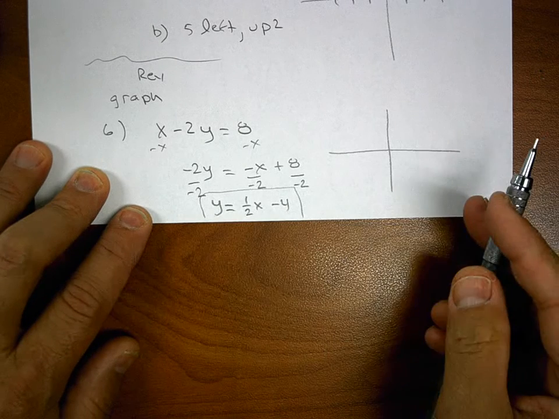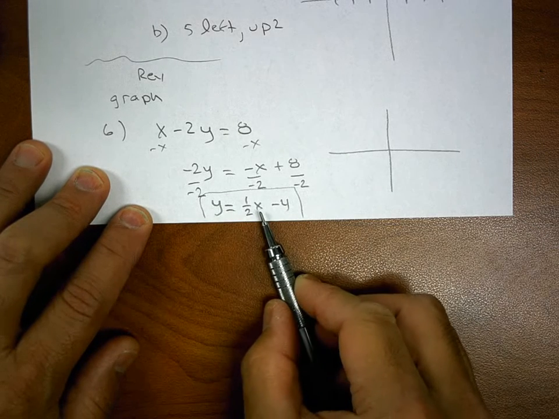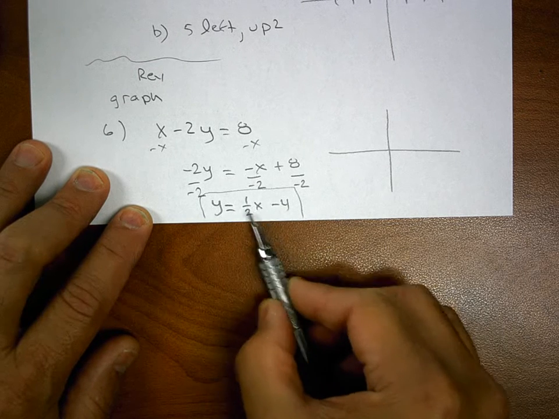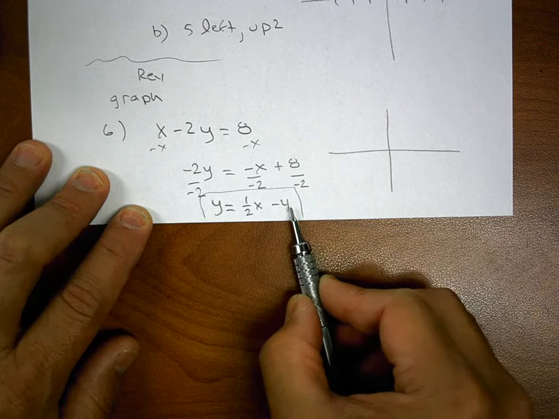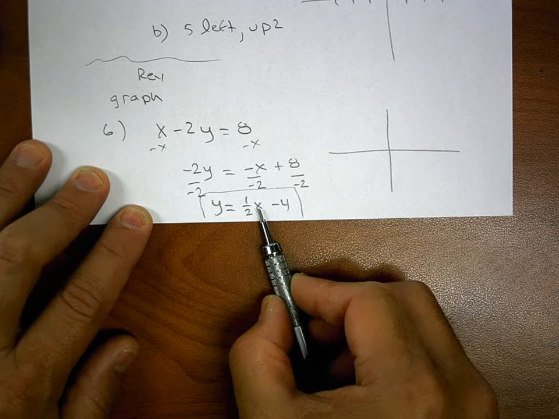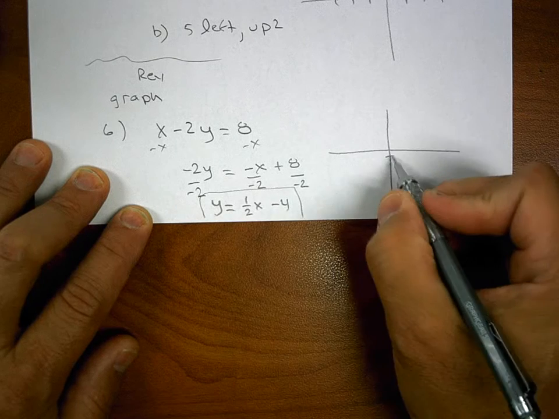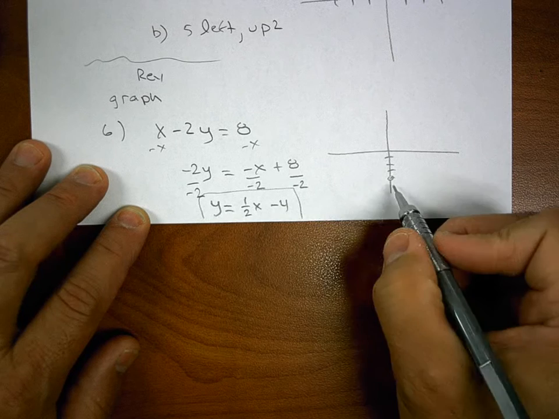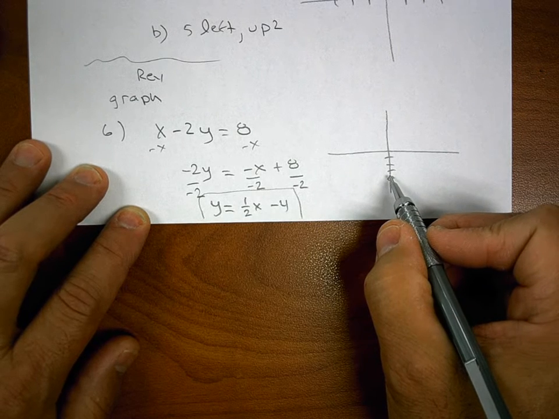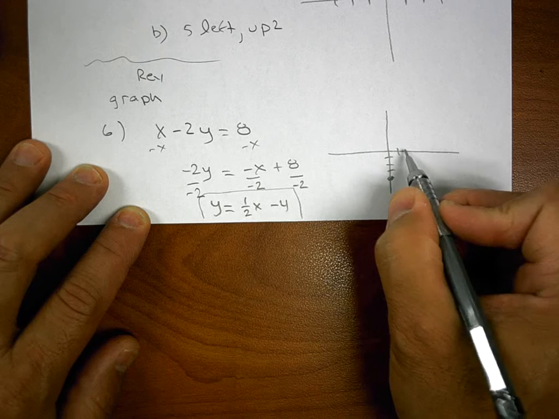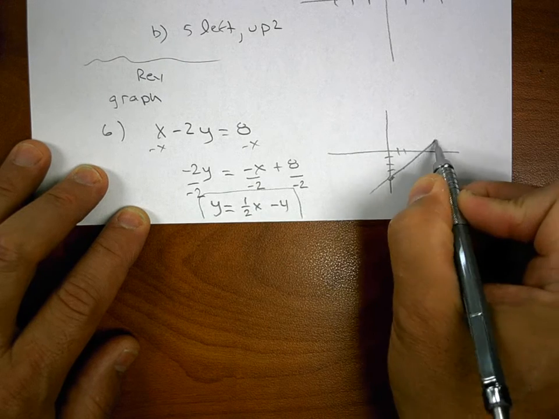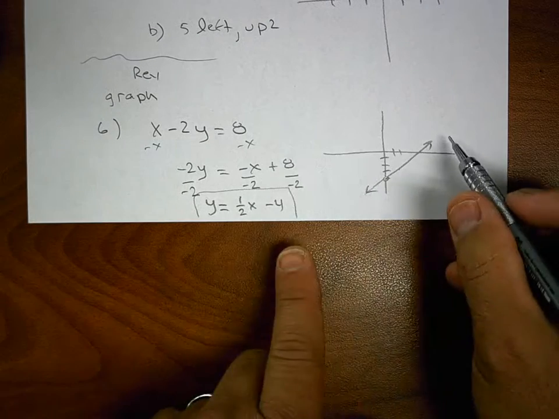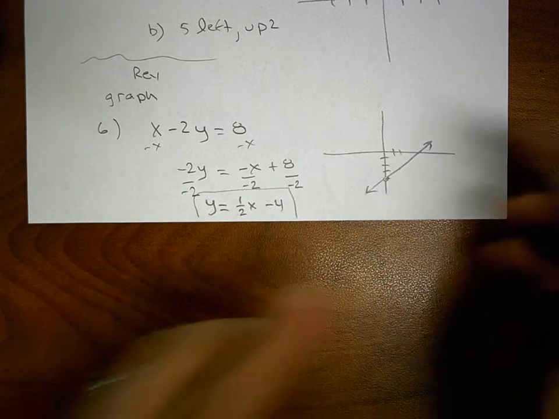Shift. Does this go left or right? No. There's no parenthesis there like we're used to seeing. But it does go down 4. So nothing left or right. Down 4. So 1, 2, 3, 4. There we go. Okay, now just do the slope. It's a line. So up 1 over 2. There we go. And got it. They may ask for domain and range: the domain is all real numbers, and the range is all real numbers there too. All right.